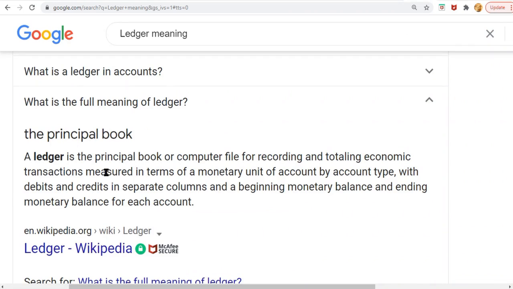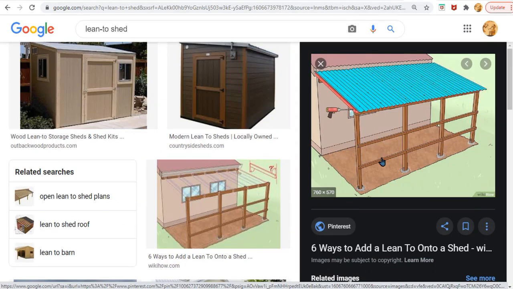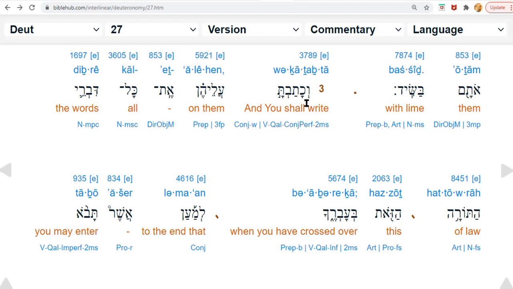A ledger is the principal book held by the bank for recording and totaling economic transactions. The structure of this is holding the ledger. You can see it here. The roof is all supported by the existing structure. So I'm going to speed this up some.